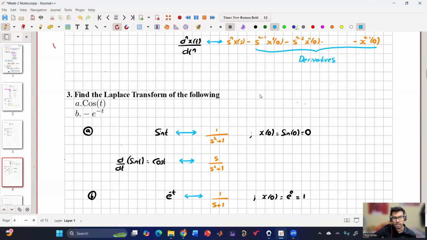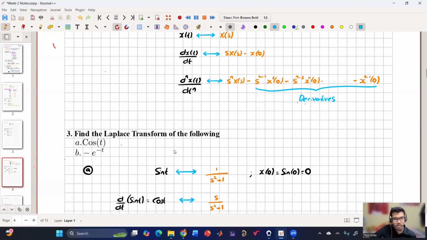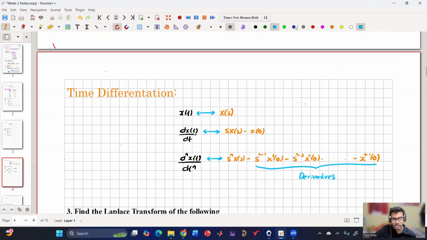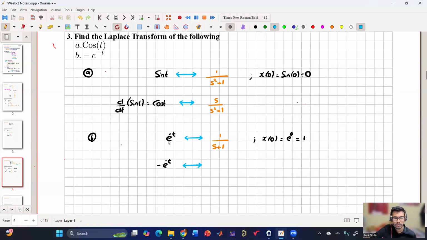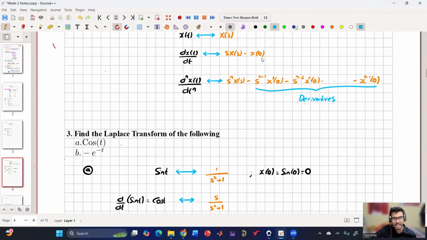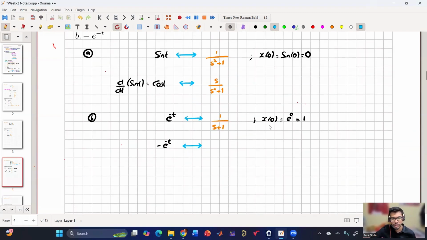So e to the power minus t is our x of t. For x of t, it is x of s, which is 1 by s plus 1. Now d by dt of x of t, the differentiation of e to the power minus t, is minus e to the power minus t. So it is fitting this property: s into x of s minus x of 0. In the previous case, x of 0 is 0, but here x of 0 is 1. So we'll get s into 1 by s plus 1 minus 1. So it is s by s plus 1 minus 1, which is minus 1 by s plus 1.